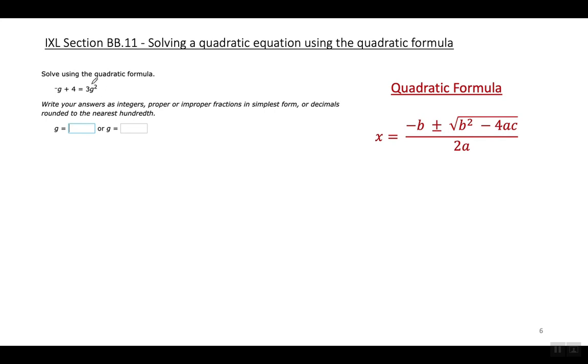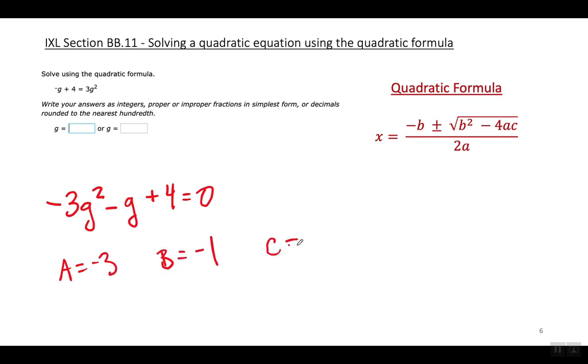One way you could do it is to move the 3g to the second power to the left. If you move 3g to the second power to the left, it's going to become negative 3g to the second power minus g plus 4 equals 0. If you do it that way, then a equals negative 3, and b equals negative 1, and c equals positive 4. You could do it that way, and it works just fine.